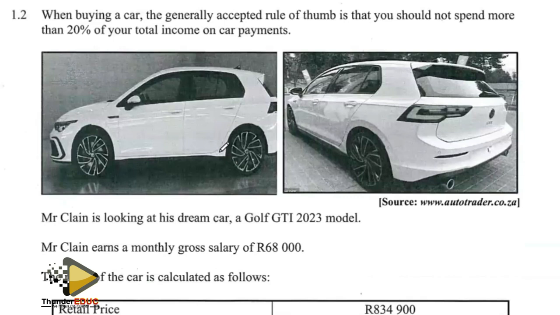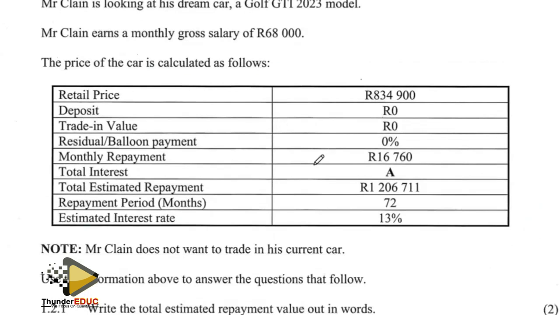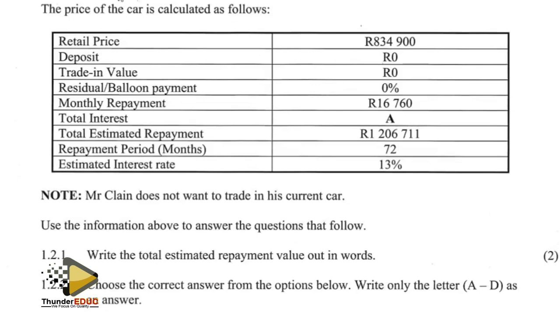1.2. When buying a car, the generally accepted rule of thumb is that you should not spend more than 20% of your total income on a car payment. Mr. Glenn is looking at his dream car, a Golf GTI 2023 model. Mr. Glenn earns a monthly gross salary of 68,000. So these are the details that we have here already. We shall use the table. The price of the car is calculated as follows. So if you were to take it cash, you have to pay this much. But if you were to take it and you're paying monthly installments, you need to look at these other options, and these are what you go through.